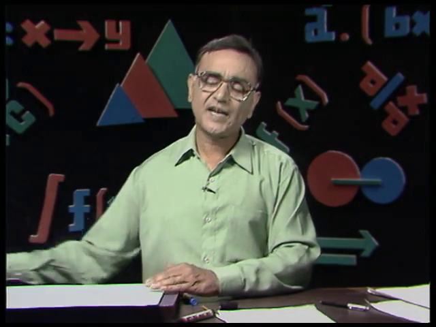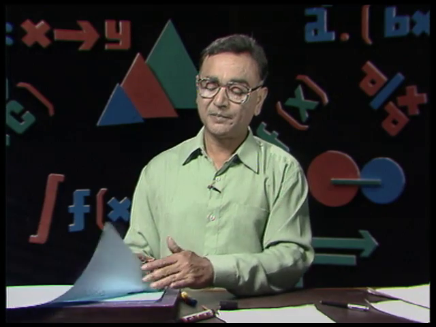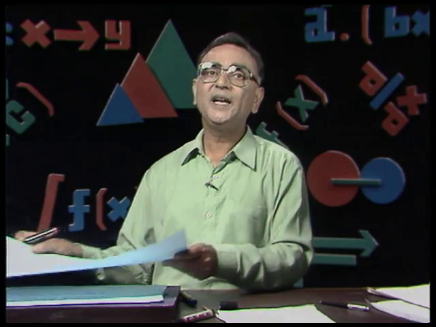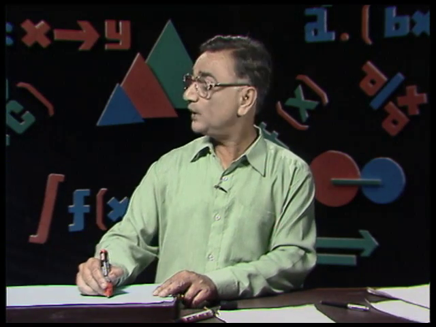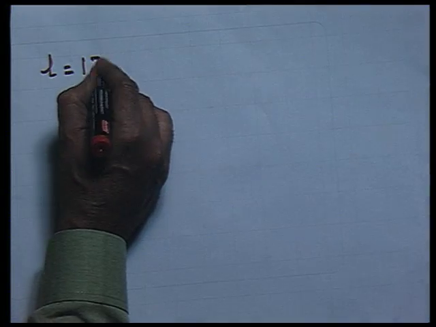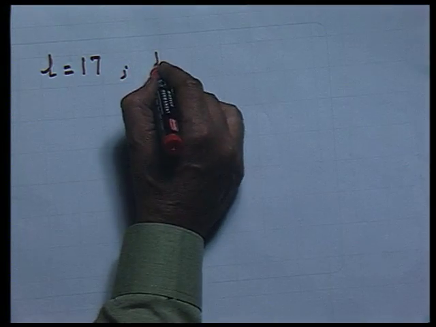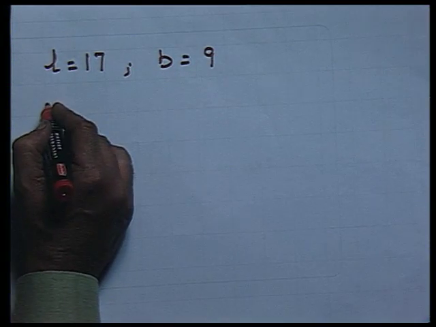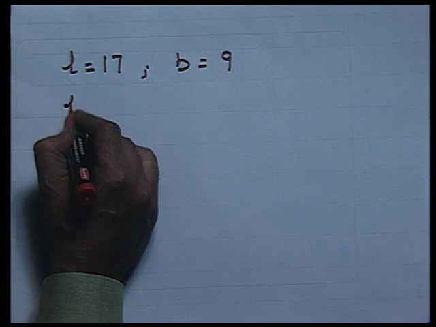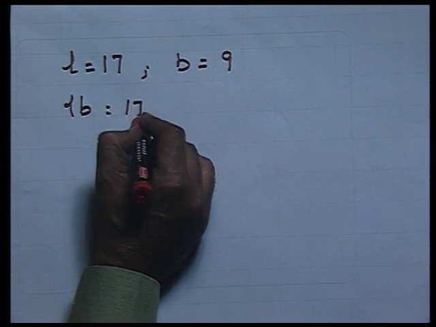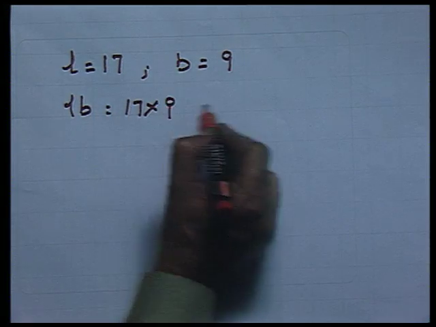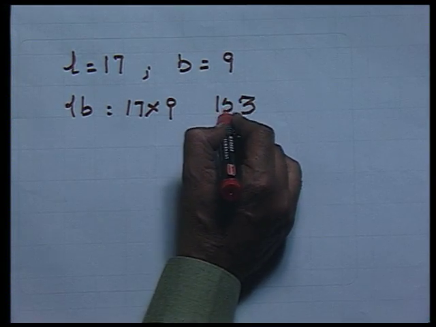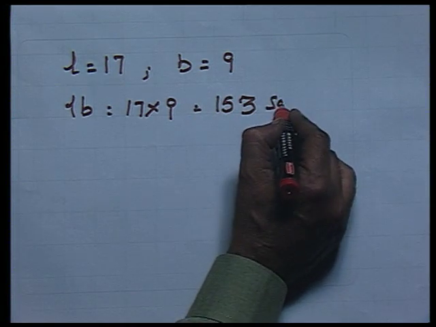Let us have a check for this. How do we go for a check? The check is performed by putting the values of length and breadth in one of the conditions. Length we have calculated as 17 and breadth as 9. So, what is the original area? The original area is 17 times 9, that is 153 square units.